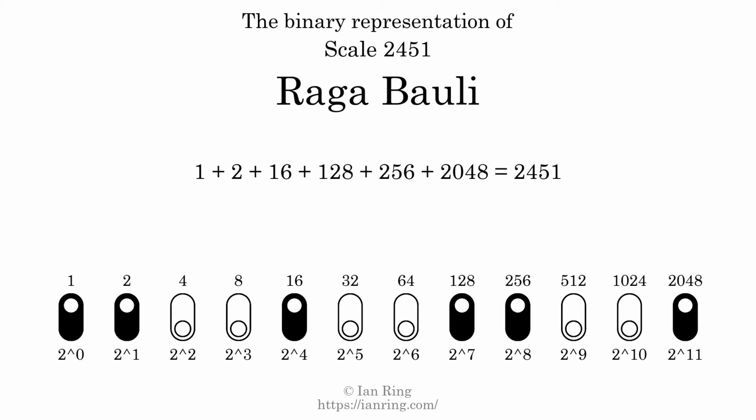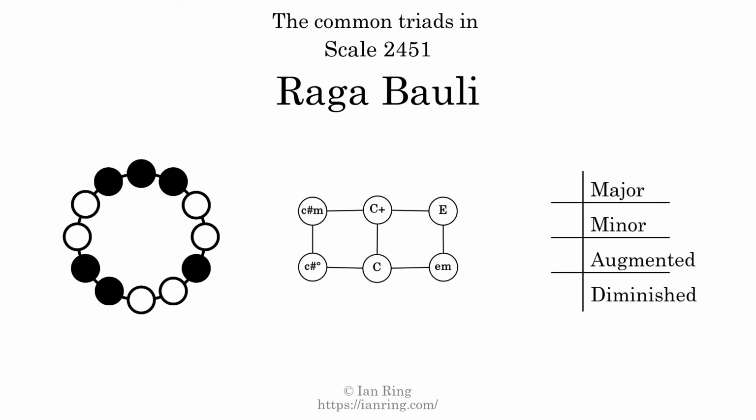2451. The scale number not only enumerates the scale with a unique index, but it also literally describes the tonal content of the scale. Represented as a binary number in base 2, the scale number is 100110010011. Here are the common triads present in this scale.